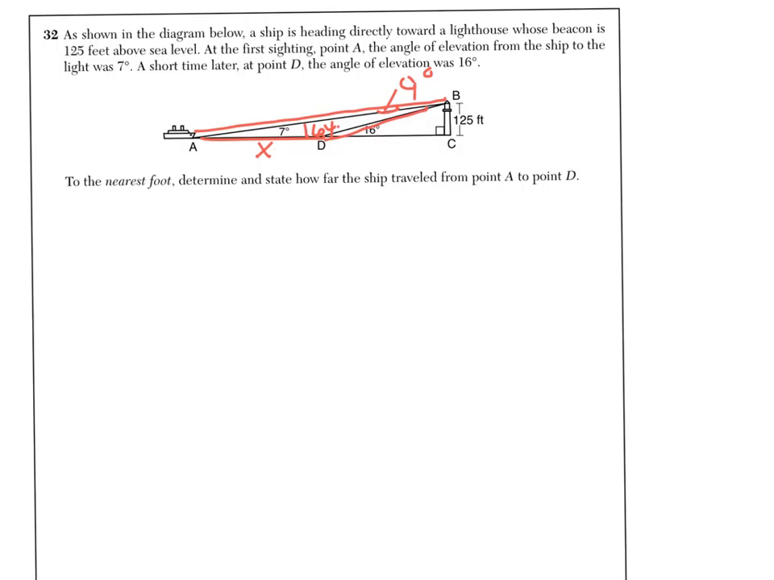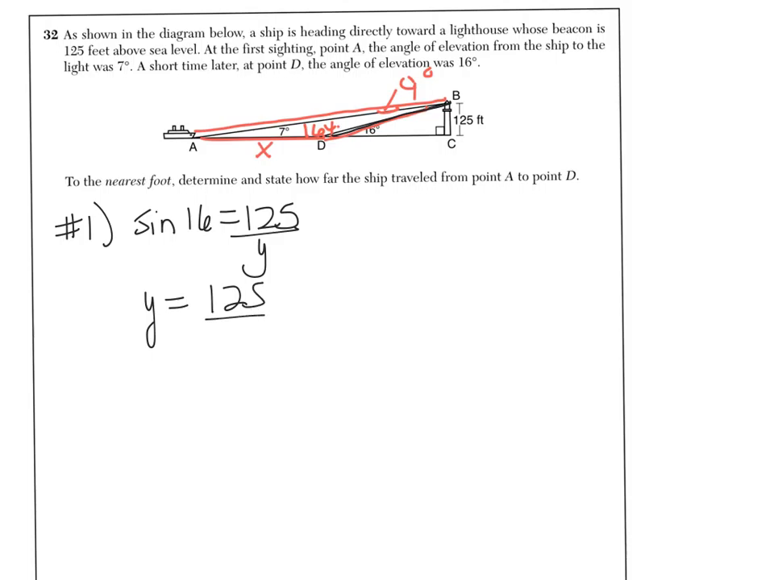The next thing I'm going to do is use trigonometry in order to find the length of DB. So I have opposite over hypotenuse, sine of 16 is equal to opposite of 125 over, I'm going to label it as y. That's the variable I'm solving for. So y is equal to 125 divided by sine of 16, and we get a value of 453.4944.